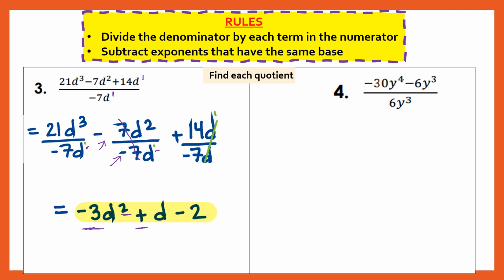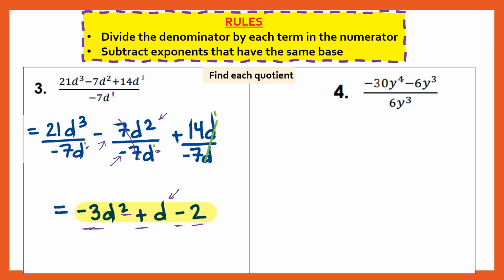And then 2 minus 1 is just 1. So again, that understood 1 that we don't see. And then last, we have a negative 14 divided by a negative 7. So different signs, we're going to always get a negative when you divide 2 different signs there. And then 14 divided by 7 is a negative 2.